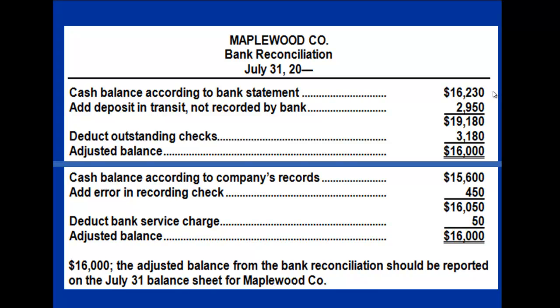So the amount that the bank statement says is not correct. The amount that our books say, that's not correct either. The correct amount is the $16,000 and they have to be in balance.